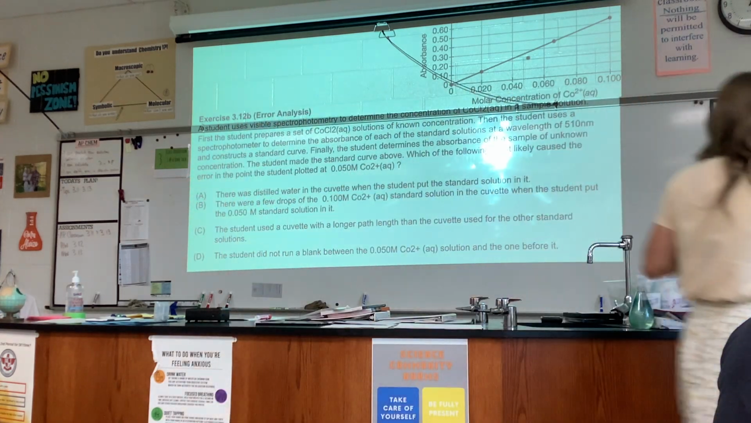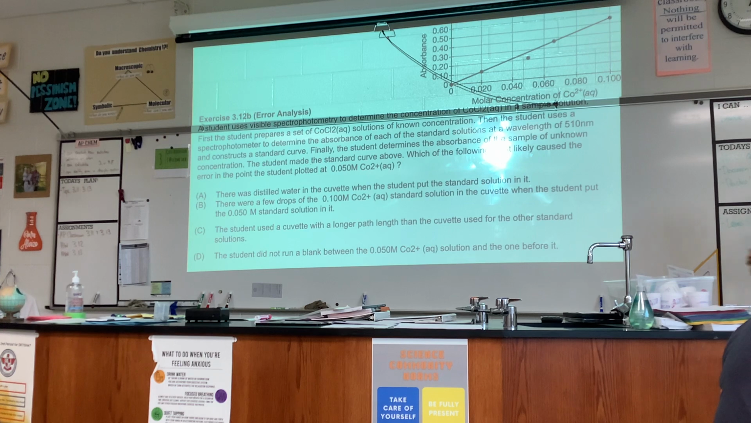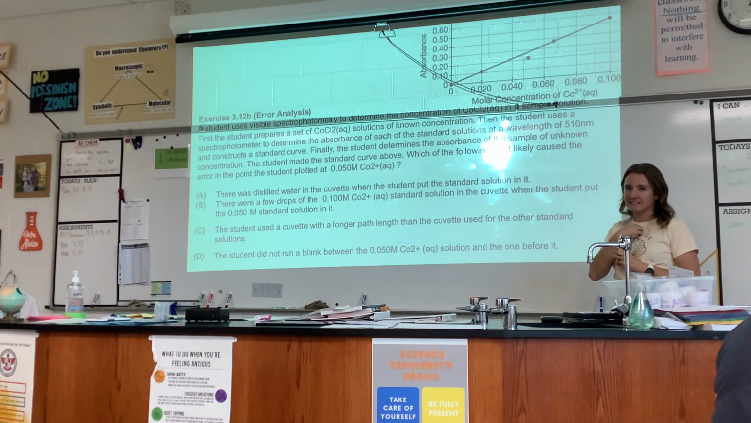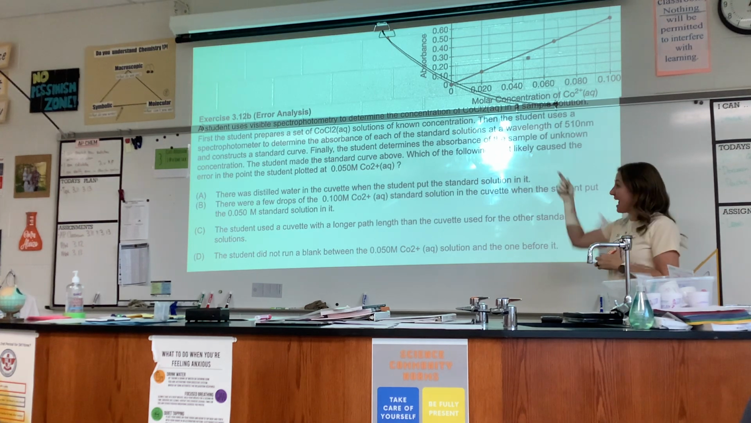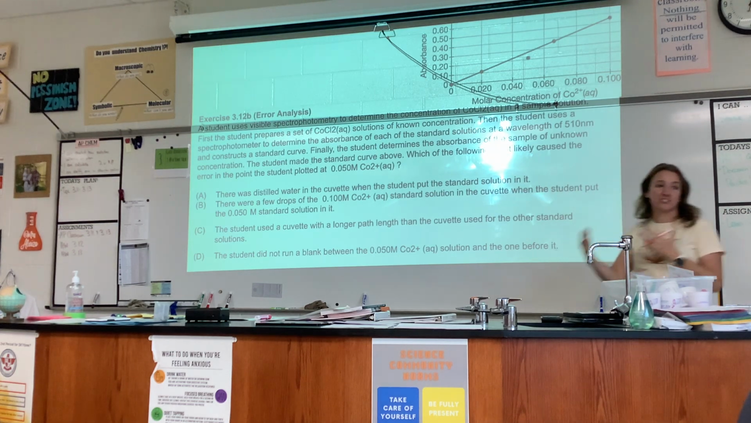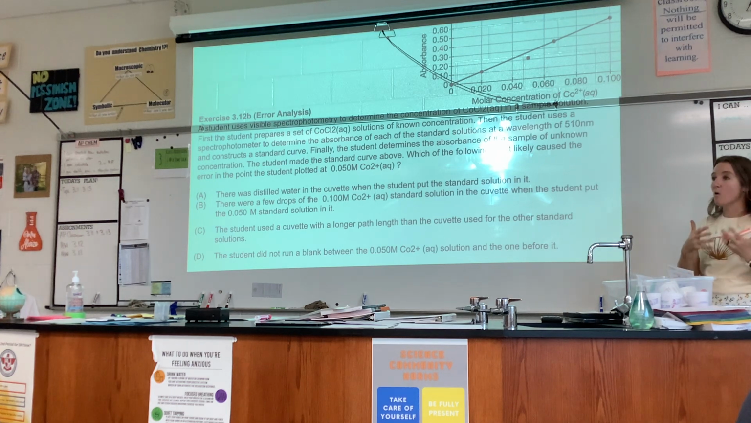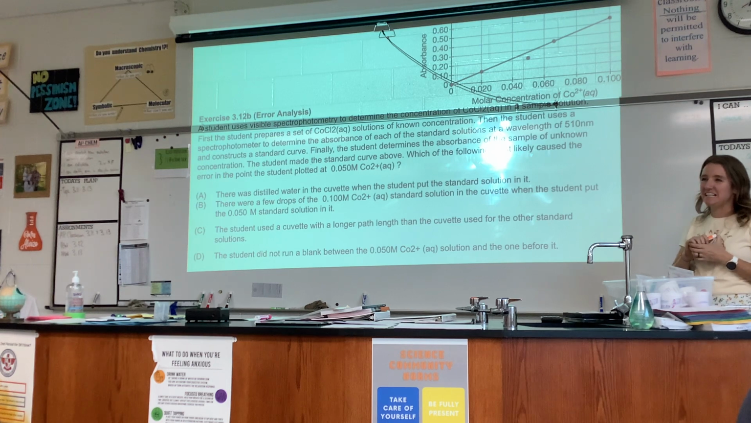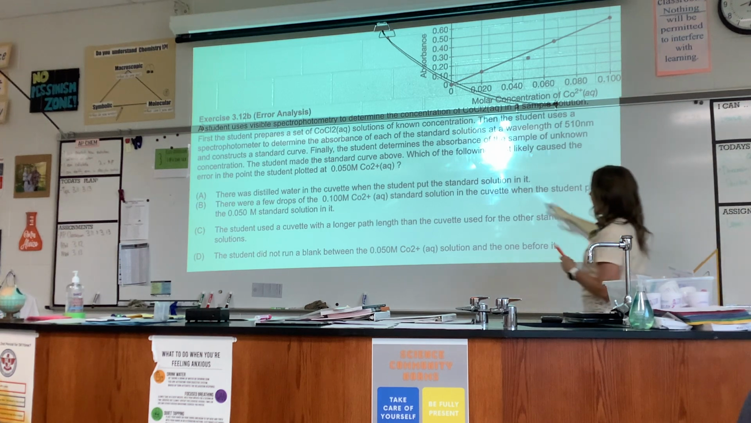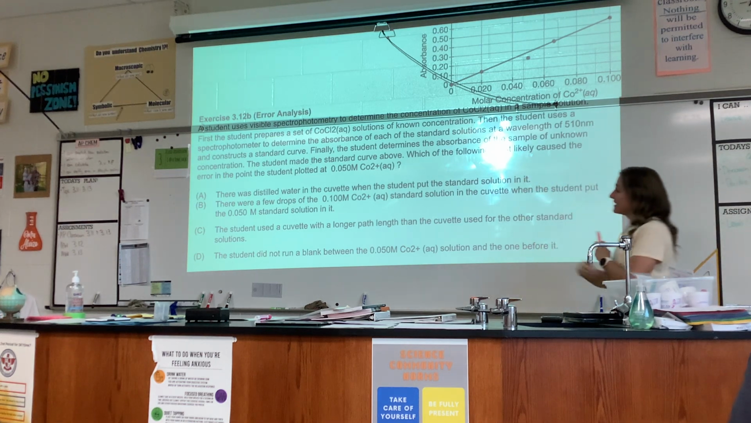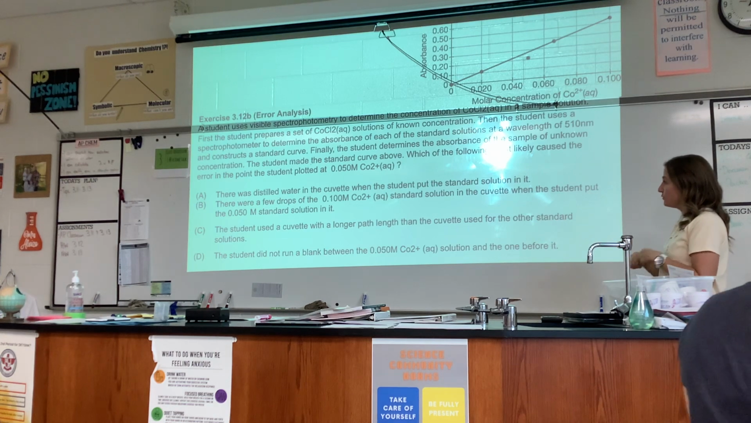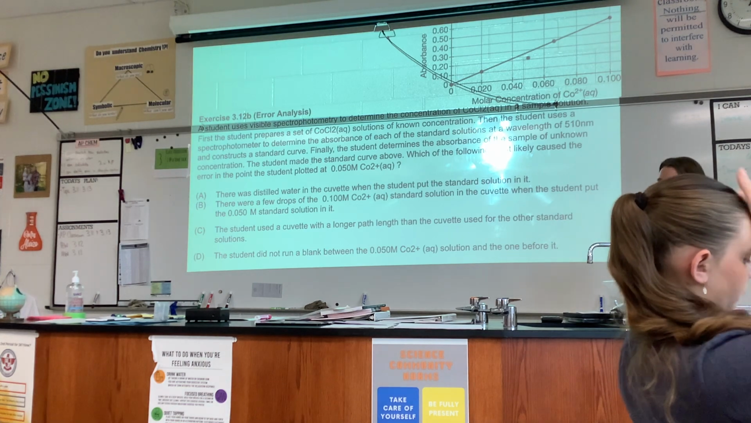So next to your dot, write too low of a concentration. I did something, as a student, that made my concentration lower than what it should have been. So we need to pick an error of A, B, C, or D that matches a too low of a concentration problem. Okay, so let's go through these and see what matches that. So A says there was distilled water in the cuvette when the student put the standard solution in it.